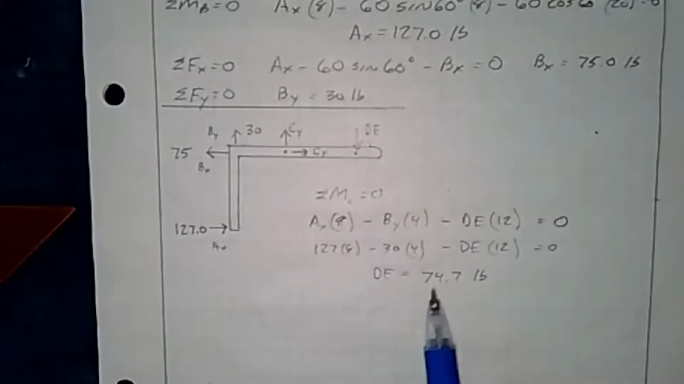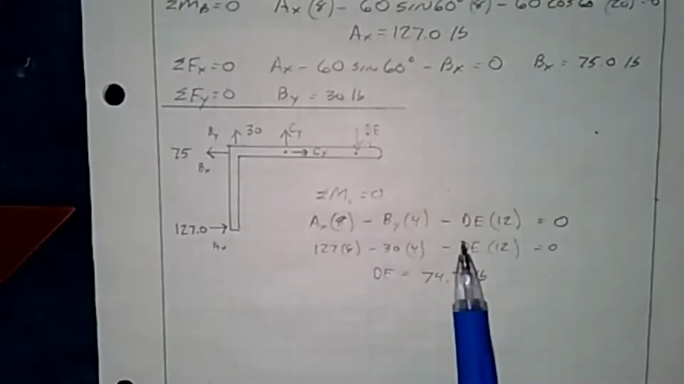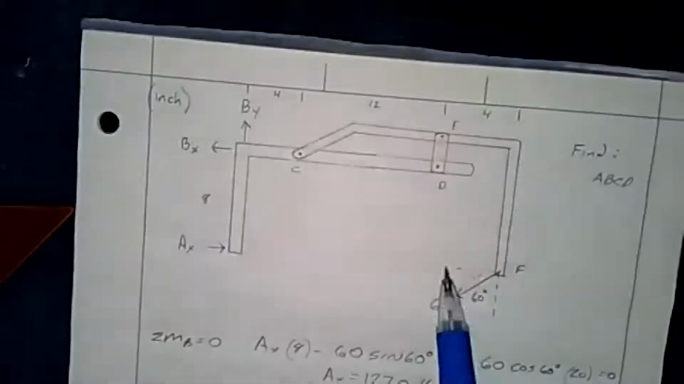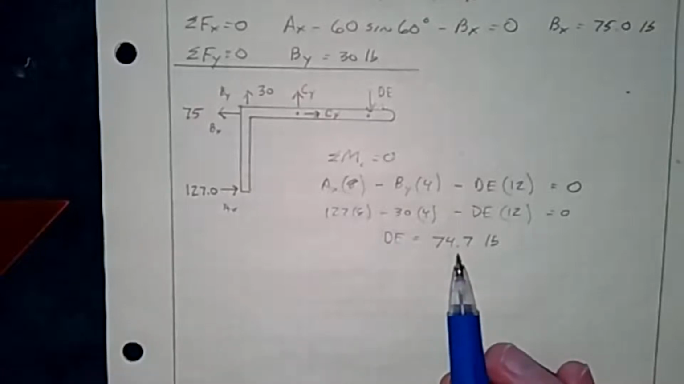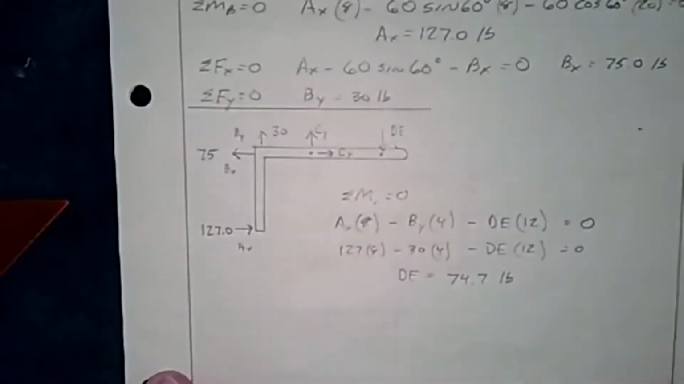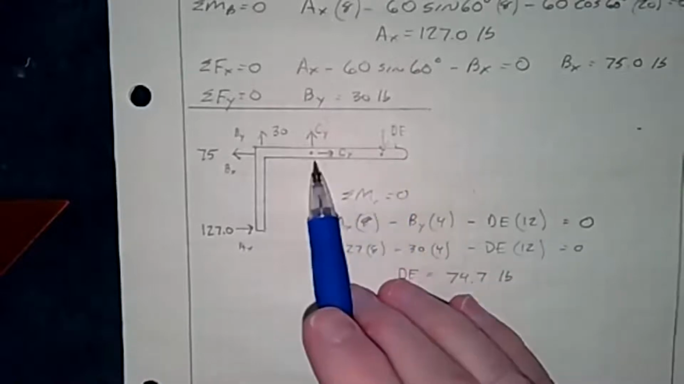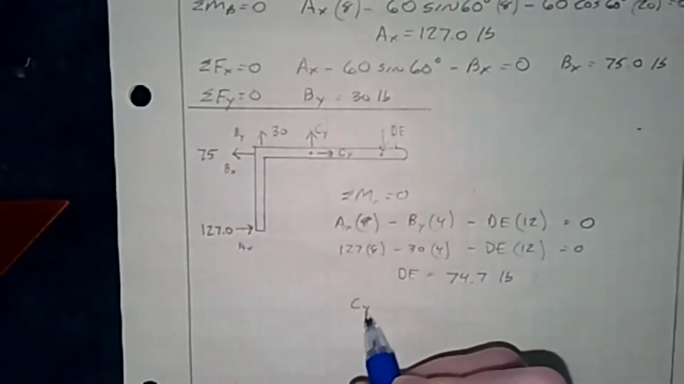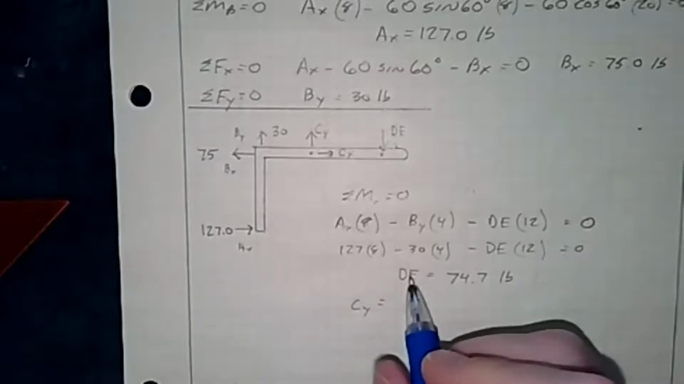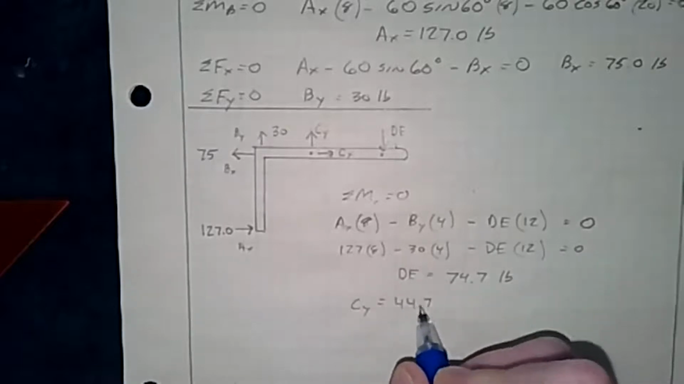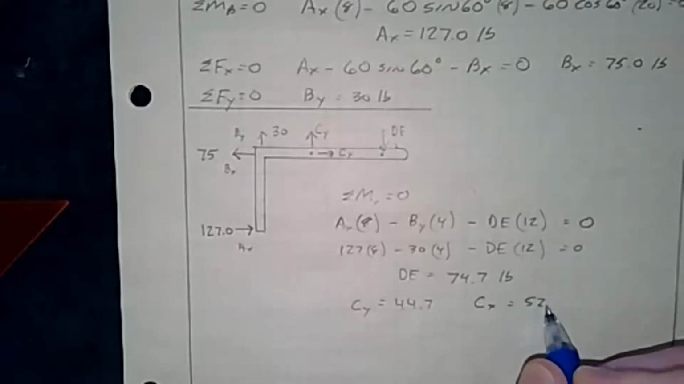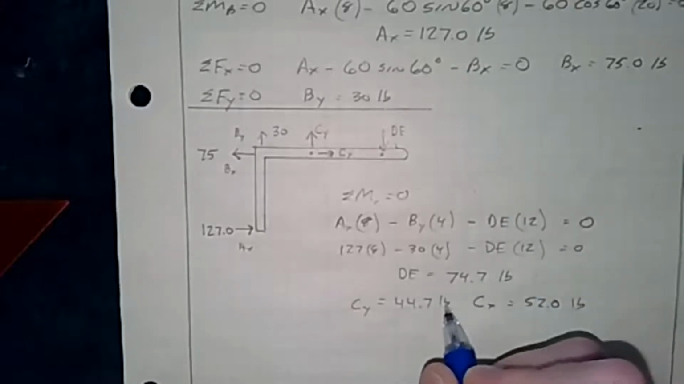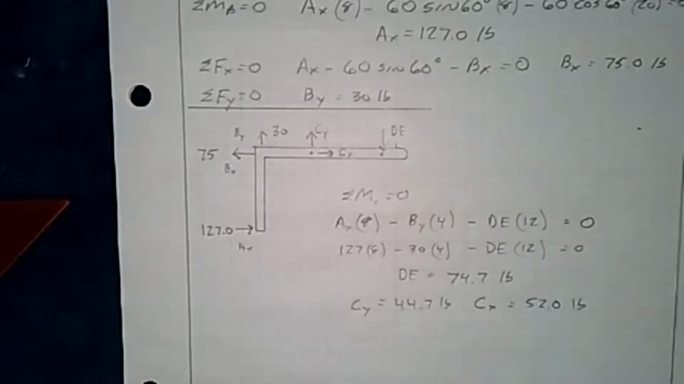It doesn't come out quite to exactly 75, so 74.7. It doesn't have nice answers because the original problem had the angle up here of, I think, 0 or 90 degrees, and I chose 60. So anyway, we have DE, so now we just need to sum the forces, and I think you guys can do that. If we sum the forces, knowing that DE is down, then we can calculate that CY is going to give us 44.7, and CX will give us 52.0. And that's that. So we have those values.